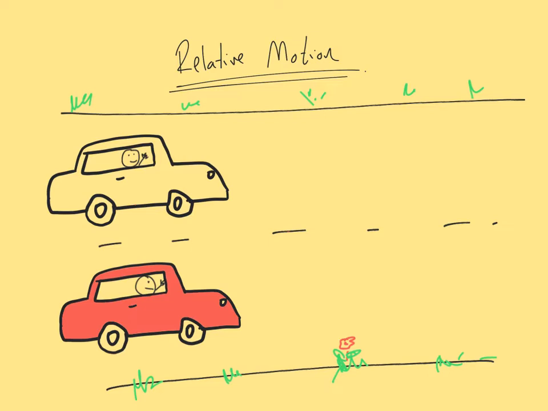Another good way of thinking about it is put yourself in one of the positions and think, if I was stood still, what does it look like the other thing is doing? So we'll have a look at some more examples to help make a bit more sense of that.